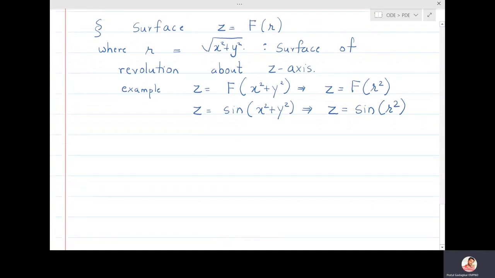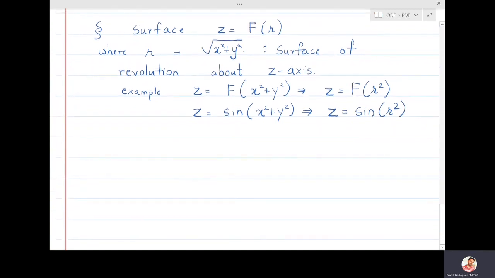Now we will look at such surfaces, which are surfaces of revolution about the z axis, and try to find the partial differential equation for them. We will first follow the standard method. So let me write the method.